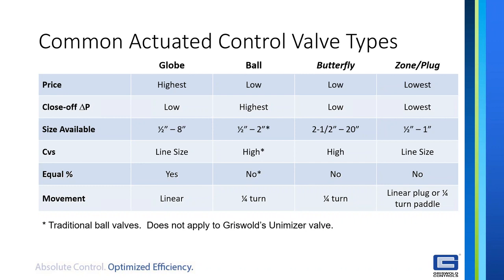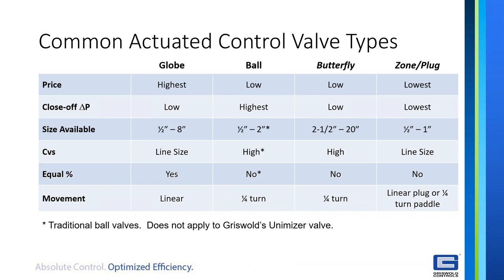So price-wise, typically globe valves are going to be the most expensive control valve, while a zone valve, like an Erie pop top or some of the smaller zone valves, are the least expensive. That's an industry standard. Everyone accepts it. Actuated ball valves were introduced in the late 90s. They were usually on the lower end of the price scale. And then a butterfly valve for larger sizes would also be on the lower end.